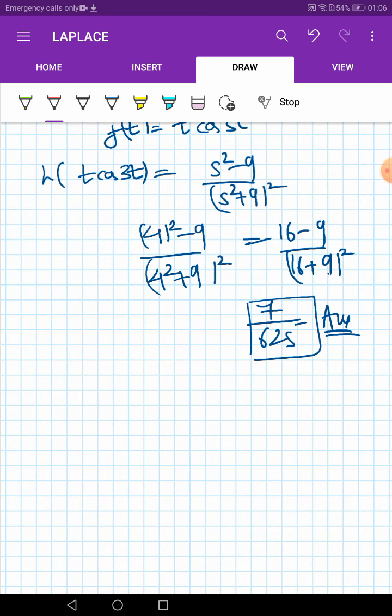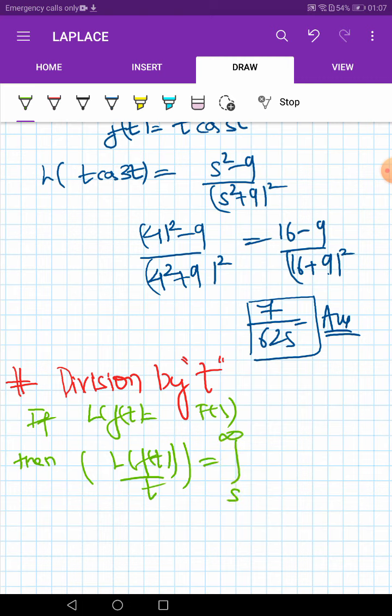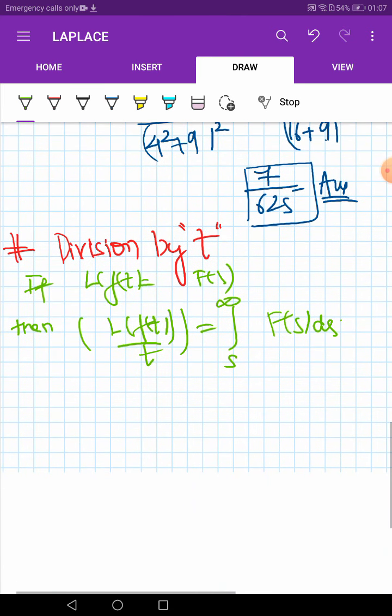Okay, so let us understand one more concept. It is called division by t. Now what is division by t? So if L of f of t is equal to F of s, then L of f of t by t will be equal to the integration from s to infinity of F of s ds. So this is called the division by t.